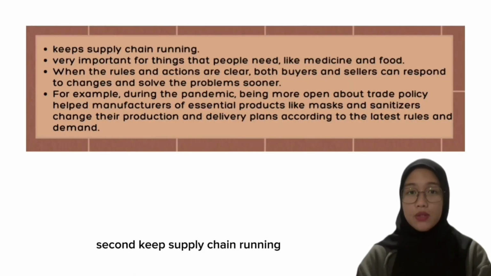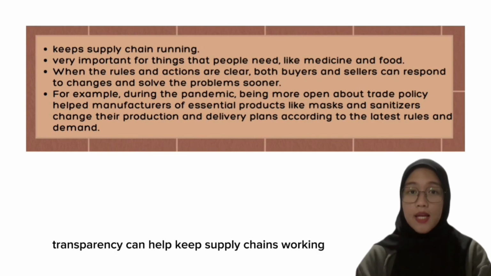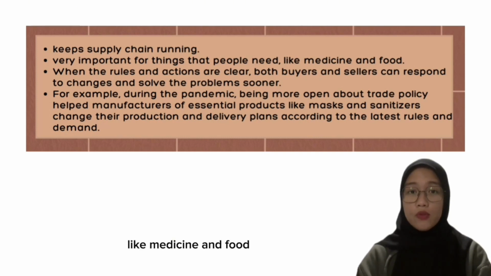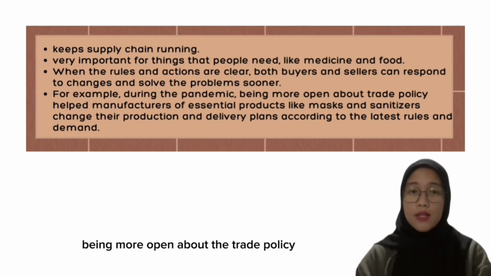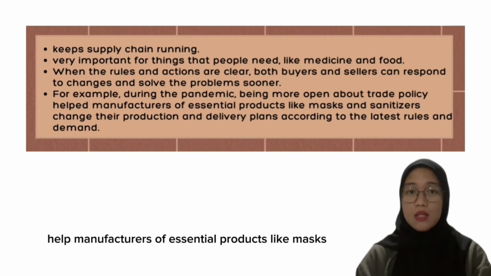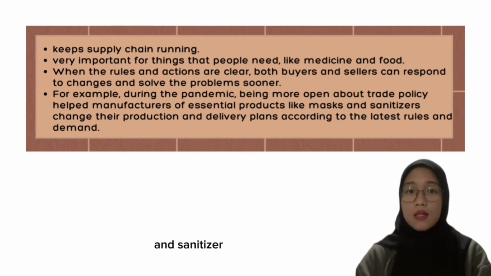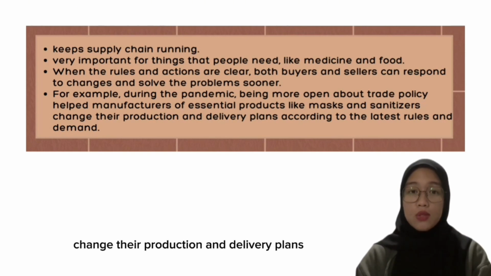Second, keep supply chains running. Transparency can help keep supply chains working. This is very important for things that people need, like medicine and food. When the rules and actions are clear, both buyer and seller can respond to changes and solve the problem sooner. For example, during the pandemic, being more open about the trade policy helped manufacturers of essential products like masks and sanitizer change their production and delivery plans according to the latest rules and demand.